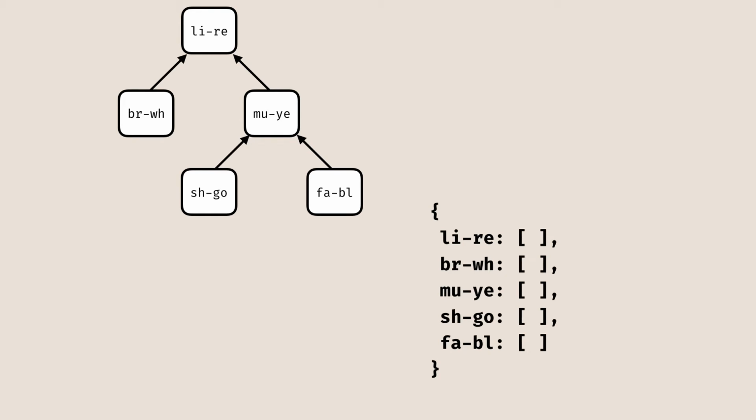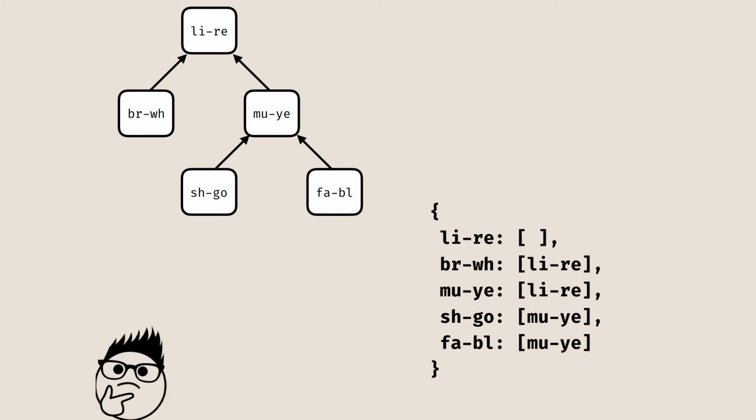In other words, if you look at the edges I have highlighted right now, let's say I wanted to store information for this edge. Well, it's telling me that bright white points to light red, so I could just add that in the appropriate array. Likewise, muted yellow points to light red, so I add that information. Shiny gold points to muted yellow, add that in. And finally, faded blue points to muted yellow as well. So representing a graph within our program isn't too fancy.